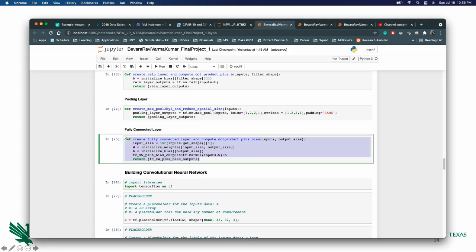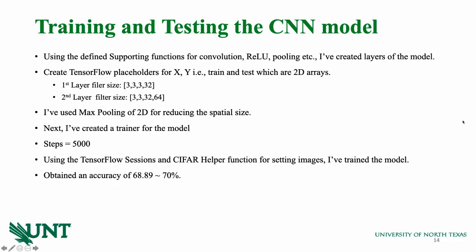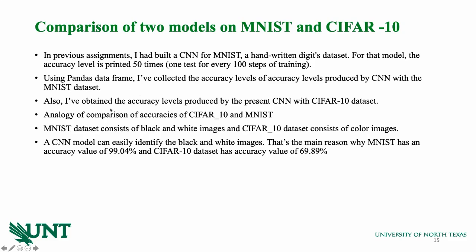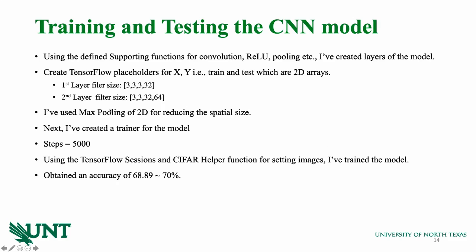And then finally, I created a function for the fully connected layer in which I'll be including all the layers of weights and bias. Then using the supporting functions and my filter sizes of the first two layers, I built a two block convolutional network and used 5,000 steps using 2D max pooling to reduce the spatial size. My first layer will be 3 by 3 in image width and height, with 3 channel input and 32 channel output. For the next layer, I converted that to 32 channel input and 64 channel output.